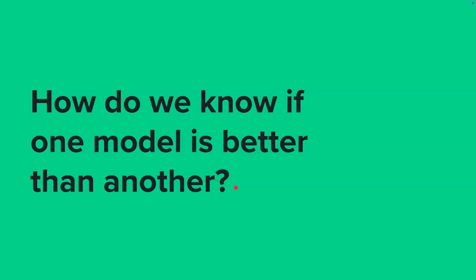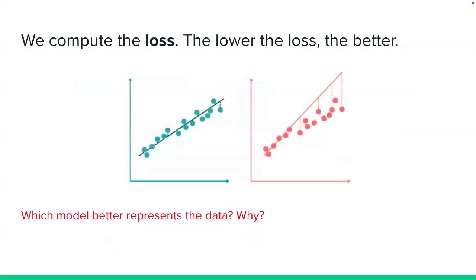So now, how do we know if one model is better than another model? We talked about this a little bit in the first lecture. The way we know if one model is better than another is by computing something that we call the loss. And the lower the loss, the better model we have.